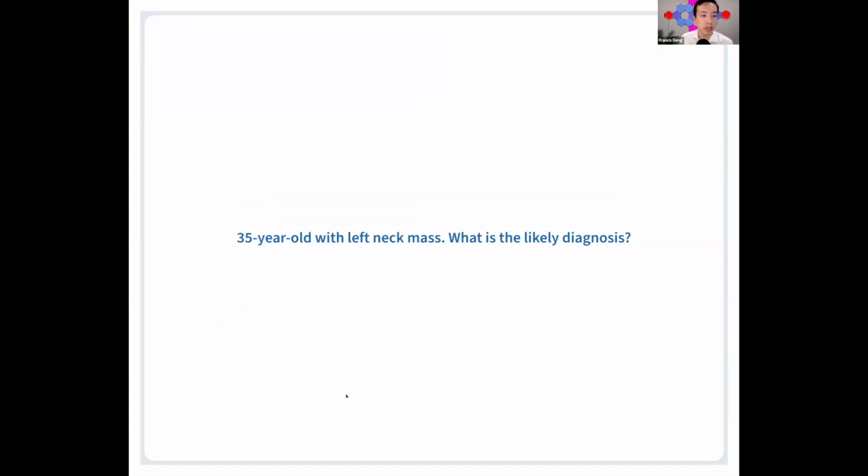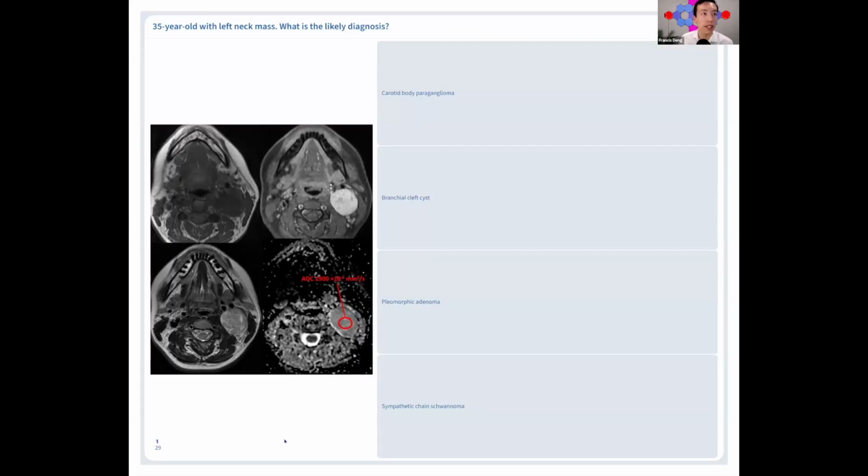Okay, I think this may be the final question. 35-year-old with the left neck mass, what is the likely diagnosis? I'm showing you a T1 pre-contrast image, a T1 post-contrast image with fat suppression, a T2 image without fat suppression, and an ADC map with the ROI showing 1900 times 10 to the minus 6 millimeters squared per second average ADC in this ROI.